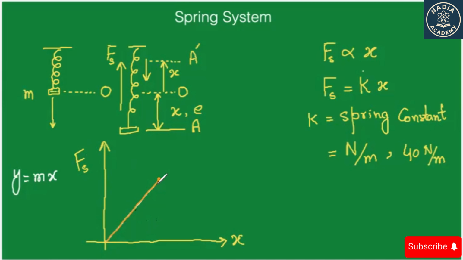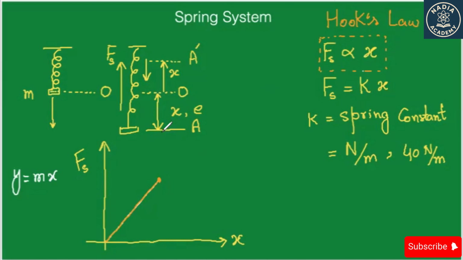So this behavior is, of course, the linear behavior. And this linear behavior, or in simple words, that direct proportionality of a spring force with its extension, we call it Hooke's law. This is Hooke's law. So what Hooke's law actually tells us is that the spring force is directly proportional to the extension.